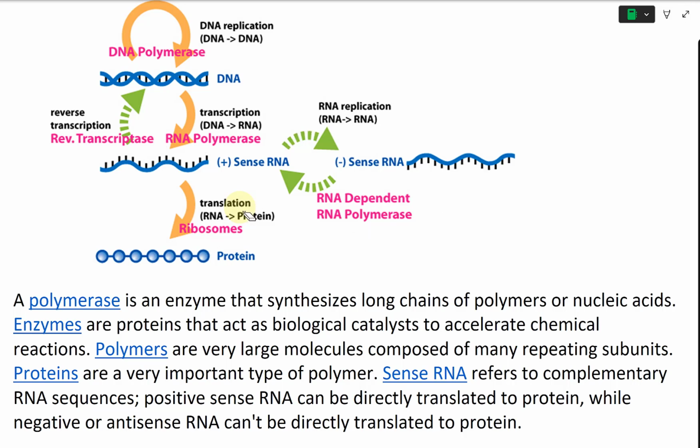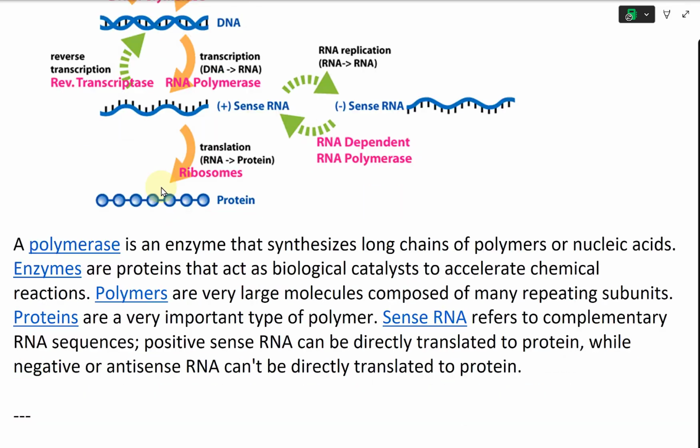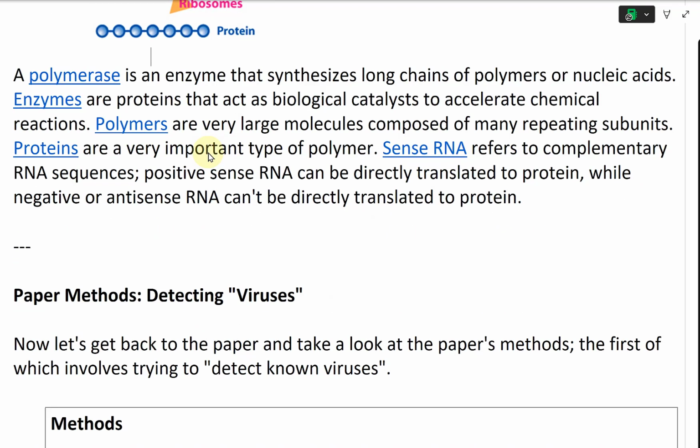And again, it's just a simplified overview of it. And then there's translation. This is RNA to protein via the ribosomes inside the cell. That is the place that supposedly produces the protein.